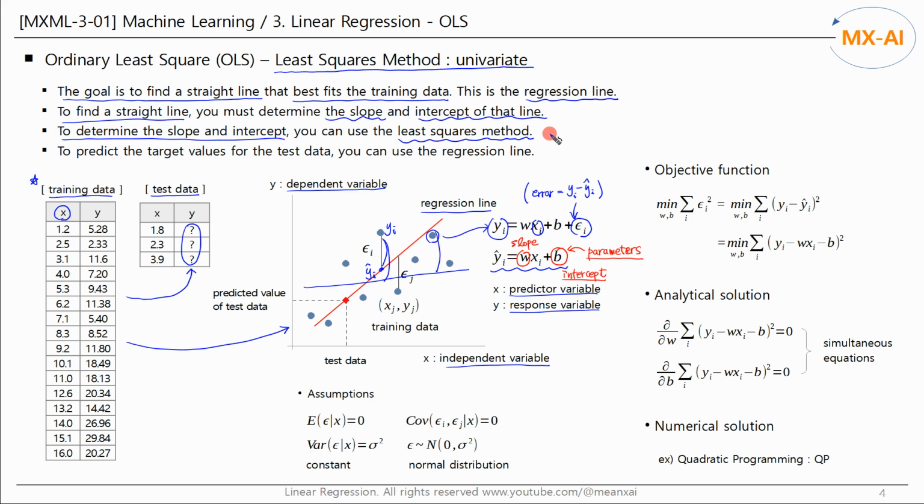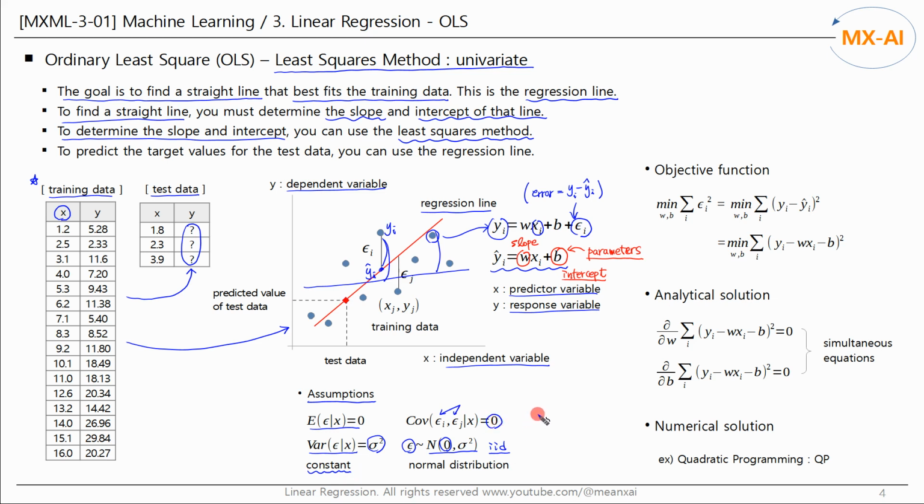Let's look at some assumptions here. Epsilon, the error, follows an IID normal distribution. The average of epsilon is 0. The variance of epsilon is sigma squared. These values are assumed to be constant. And since the epsilon is IID, the covariance is 0.